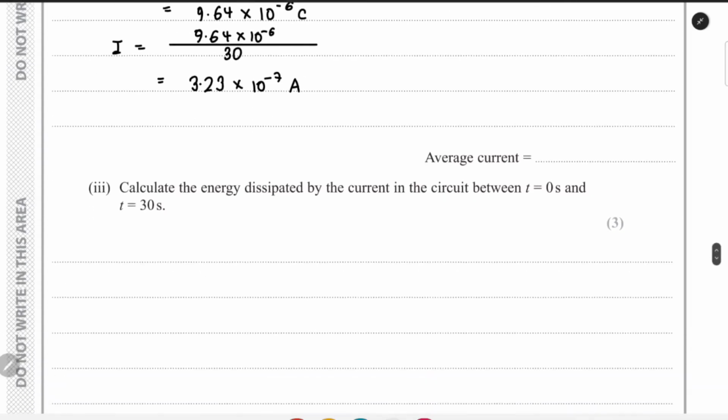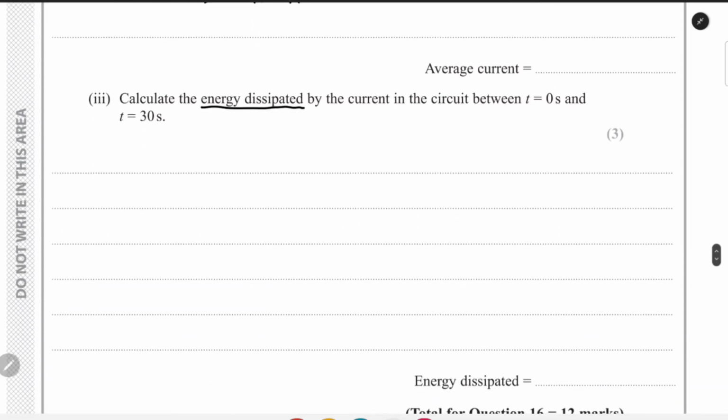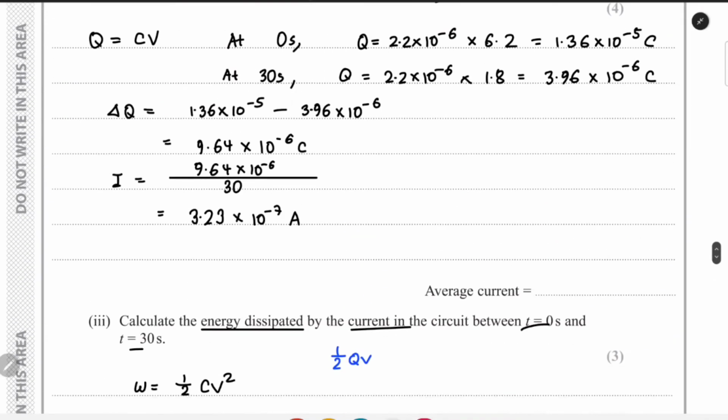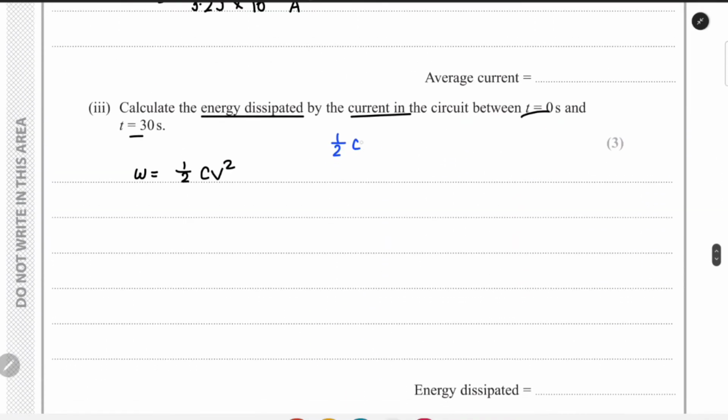Now we have to calculate the energy dissipated by this current between t equals 0 and t equals 30 seconds. The energy stored in a capacitor is given by half CV squared. Basically we have half QV as the formula, but we know that Q equals CV, so if I just replace that, I'll get half CV squared. I'll use this over here.